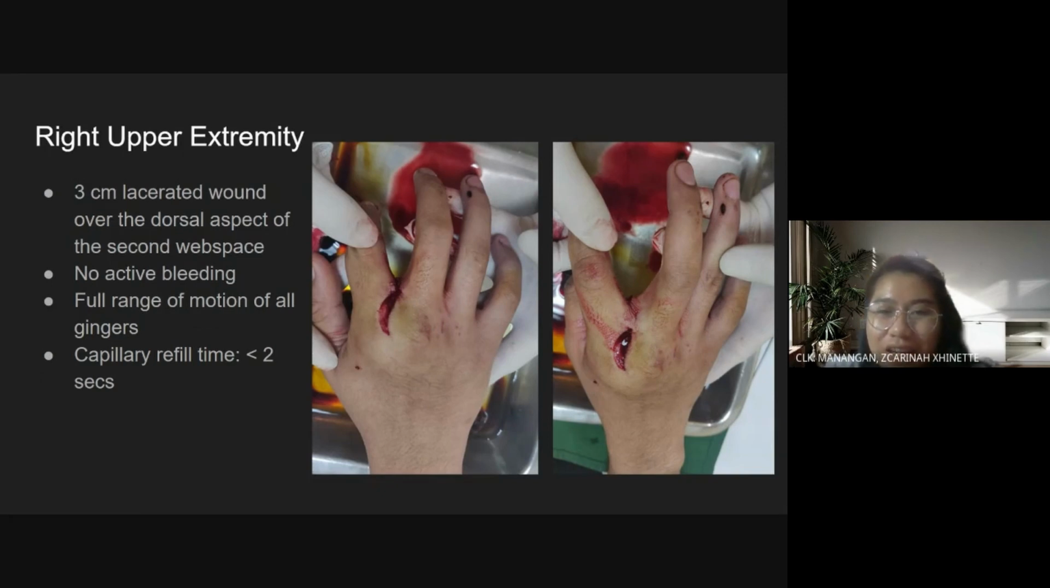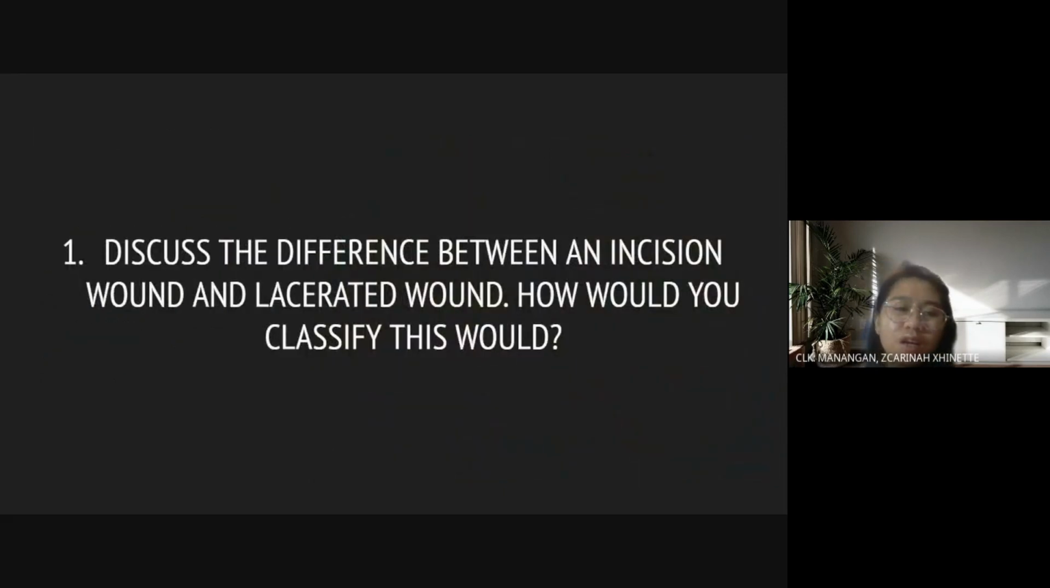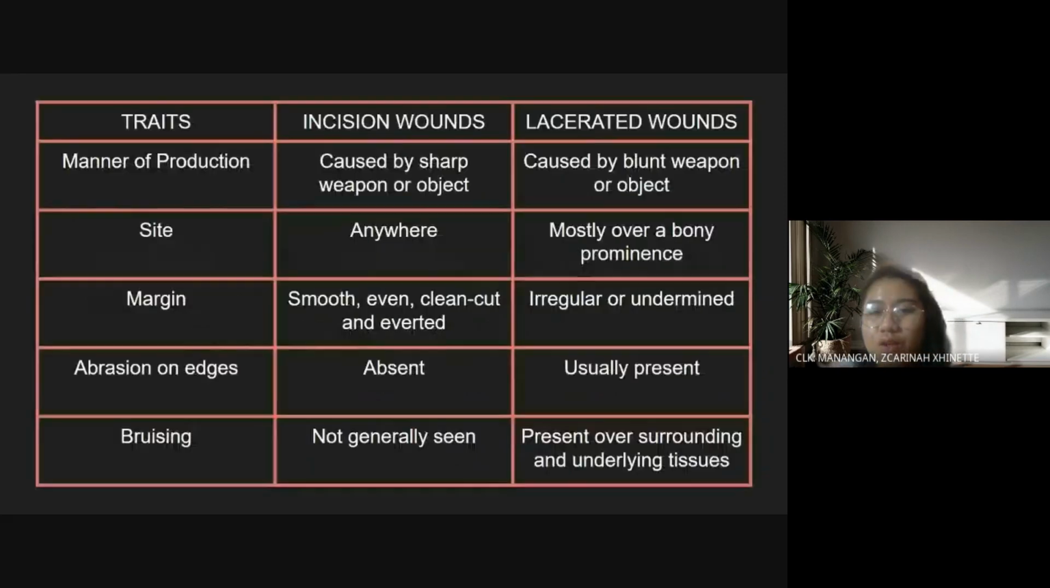On the right upper extremity, as shown in the picture, there was a 3 centimeter lacerated wound over the dorsal aspect of the second web space. It was noted that there was no active bleeding. The patient still has full range of motion of all the fingers, and the capillary refill time was less than 2 seconds. So, first question: discuss the difference between an incision wound and a lacerated wound, and how would you classify the wound of the patient?